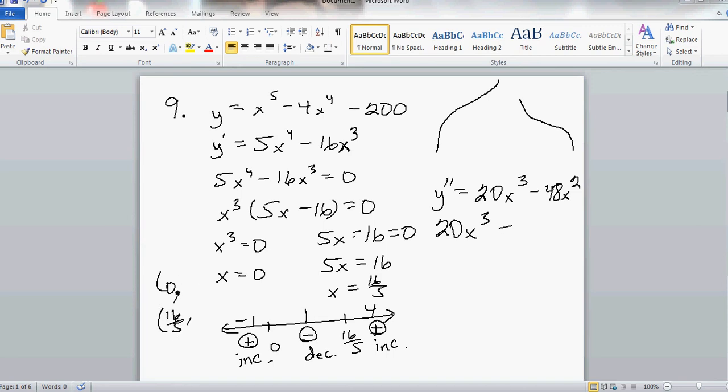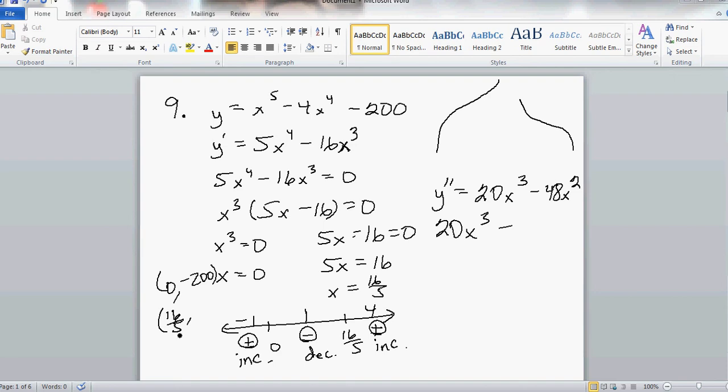rounding is going to help. Now 0 minus 0 minus 200 is -200. So, since it's increasing and then decreasing, that means this is a maximum. 0, -200 would be a maximum.